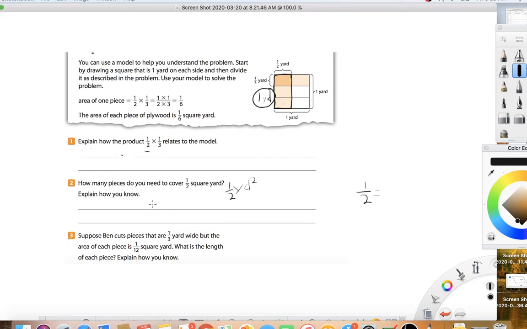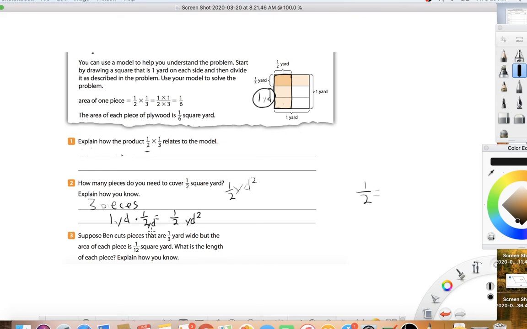So it says how many pieces do you need to cover 1/2 squared yard? So we need 3 pieces. 1, 2, 3. But the 3 pieces measure 1 yard. So when I multiply that by 1/2, it gives me the 1/2 yard squared. This 1/2 should also be yards.